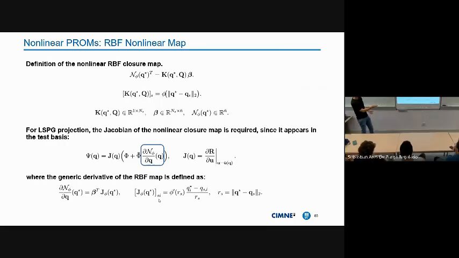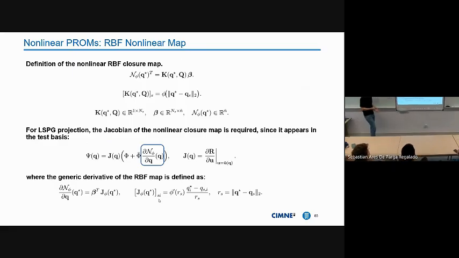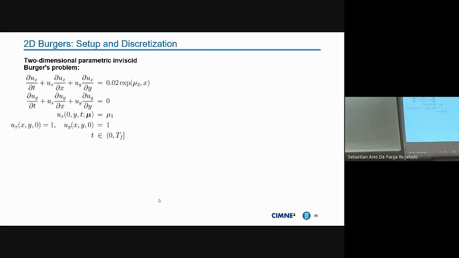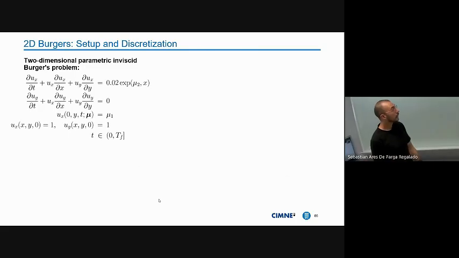which is of the following form. I'm not going to go through the details, but as you can see, the only thing that changes in this analytical derivative is the derivative of the kernel. So this improves a lot the condition of the matrix, the condition of the Newton-Raphson.